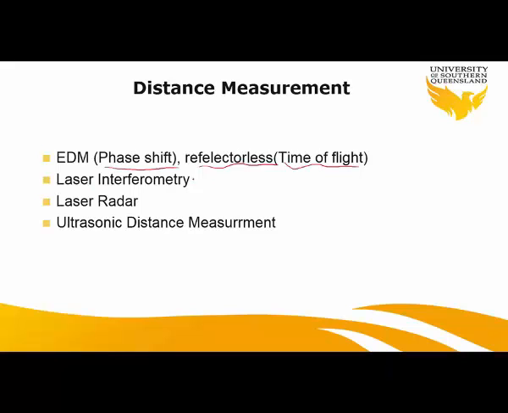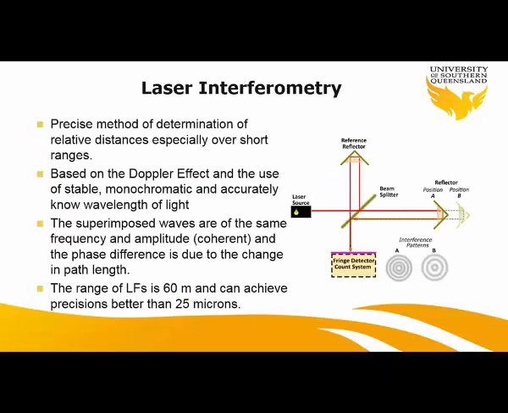laser interferometry, laser radar, and ultrasonic distance measurement. Many of them you might have heard the name of, but you don't know the principle and how they work. I'm going through each of them individually and explaining how it works. Laser interferometry is basically a precise method of determining relative distance, and especially for the short range it is the perfect method. It gives you an accuracy of 25 microns for ranges less than 60 meters. So it's a very good technique for short distances.